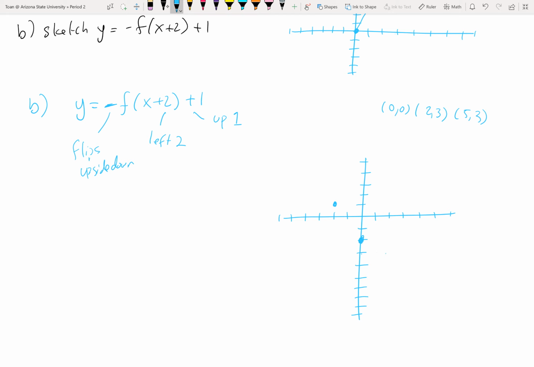Then let's transform 5, 3. If I'm at 5, 3, flip it upside down, it goes to 5, negative 3. Then from 5, negative 3, I go left 2, up 1, which brings me to 3, negative 2. That is our graph. There are no arrowheads because these are line segments.